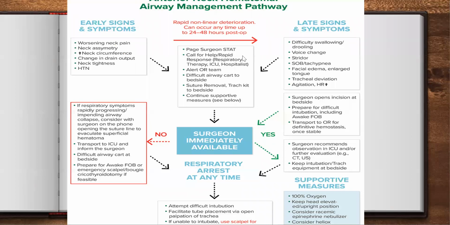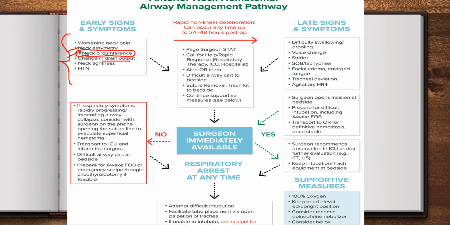possibility of airway compromise due to neck hematoma after a neck surgery, you look for some signs and symptoms. So you're looking for worsening of the neck pain, any asymmetry in the neck, increasing neck circumference, that will indicate that something is building up, right? Change in drain output. So you can't find anything in the drain tube, but the patient's neck circumference is going up, which means that the drain is not working. And that's the reason the fluid or even the blood is collecting inside. Neck tightness or hypertension. So these are the early signs and symptoms.